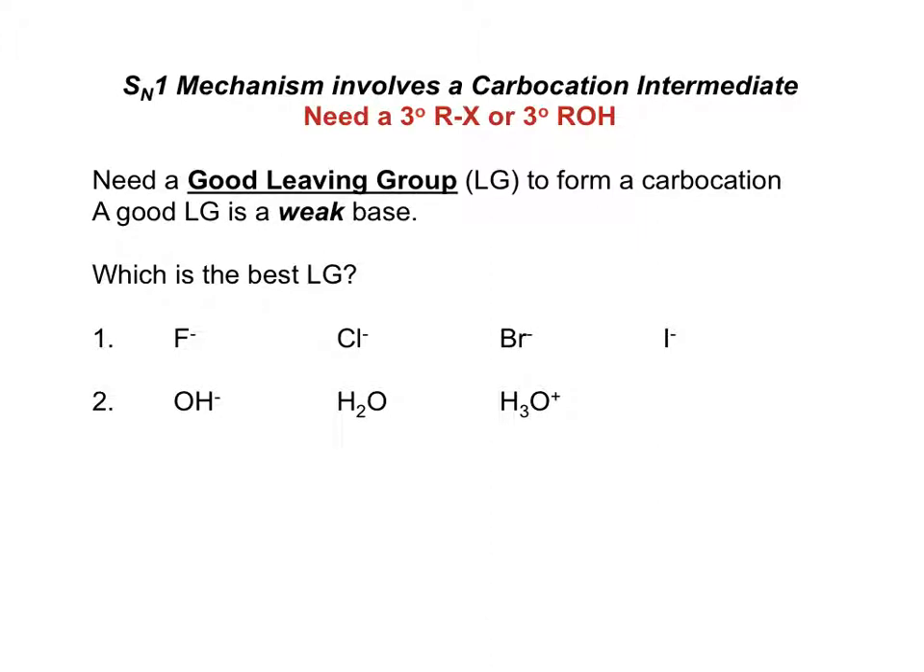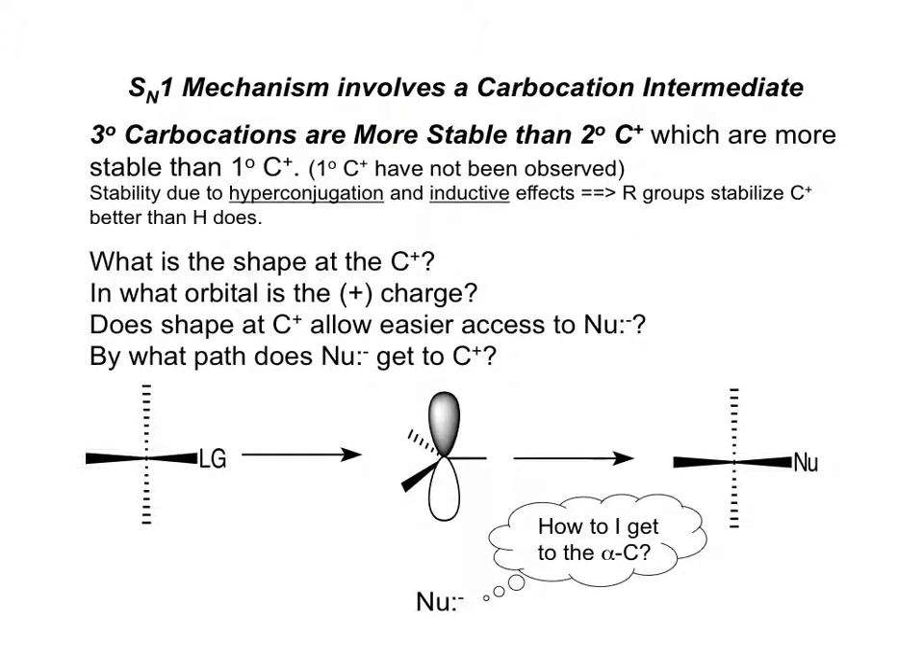Let's review leaving groups. Stop the video and identify the best leaving group. And the answers are, remember that a good leaving group or best leaving group is a weak base. In the SN1 mechanism, the leaving group leaves to form a carbocation. So a tertiary alcohol or alkyl halide forms a tertiary carbocation. Note the stability. So stop the video and answer these questions.